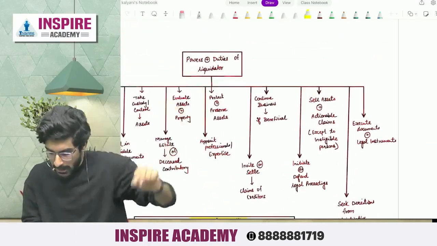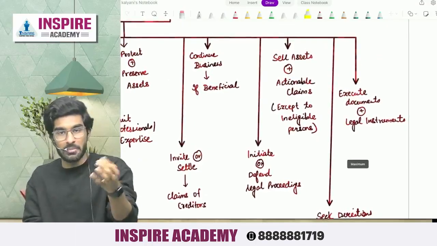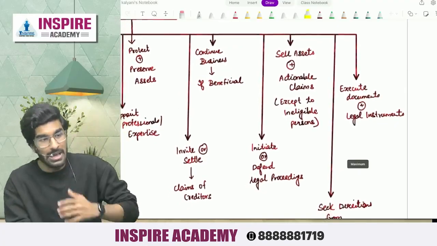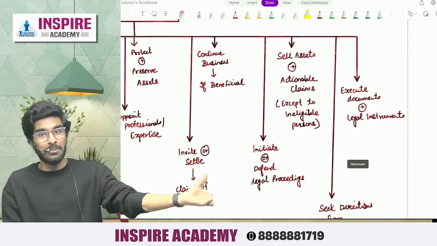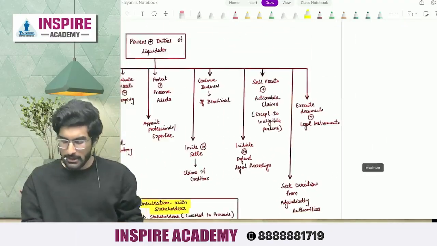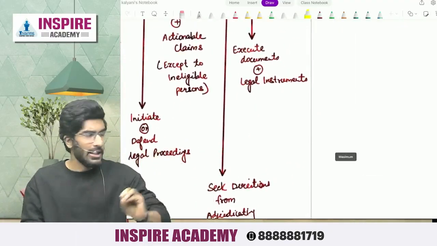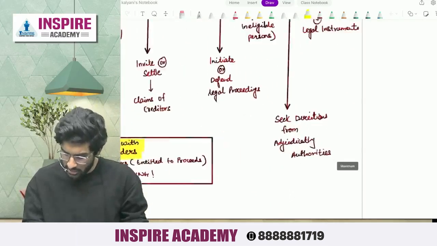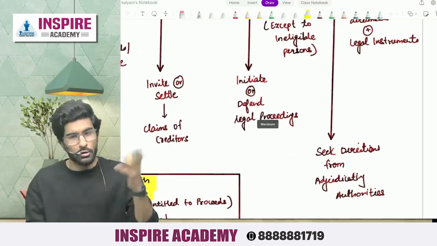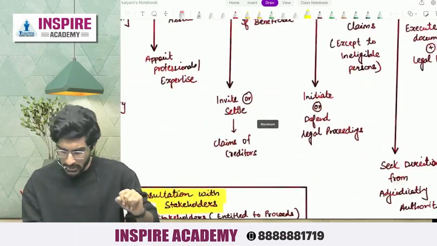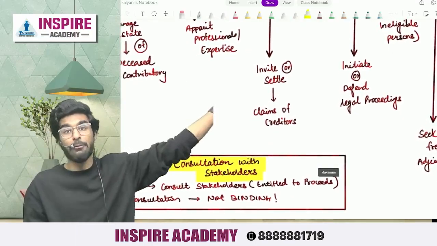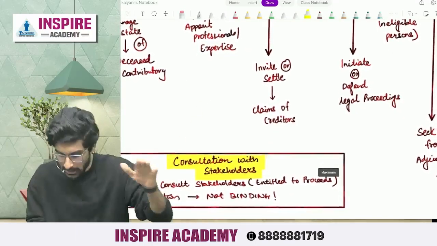Next is you can sell the assets plus you can also sell the actionable claim. What is the meaning of actionable claim? Actionable claim is a legal right to recover the money by the court order. You can sell this right also. Okay. Then you can execute all the documents and legal instruments. Okay. Now next is you can seek direction, you can seek guidance from the NCLT. Perfect. You can initiate or defend the legal proceedings. Next is you have to invite and settle the claims. Over there we understood verify, but over here invite and settle.